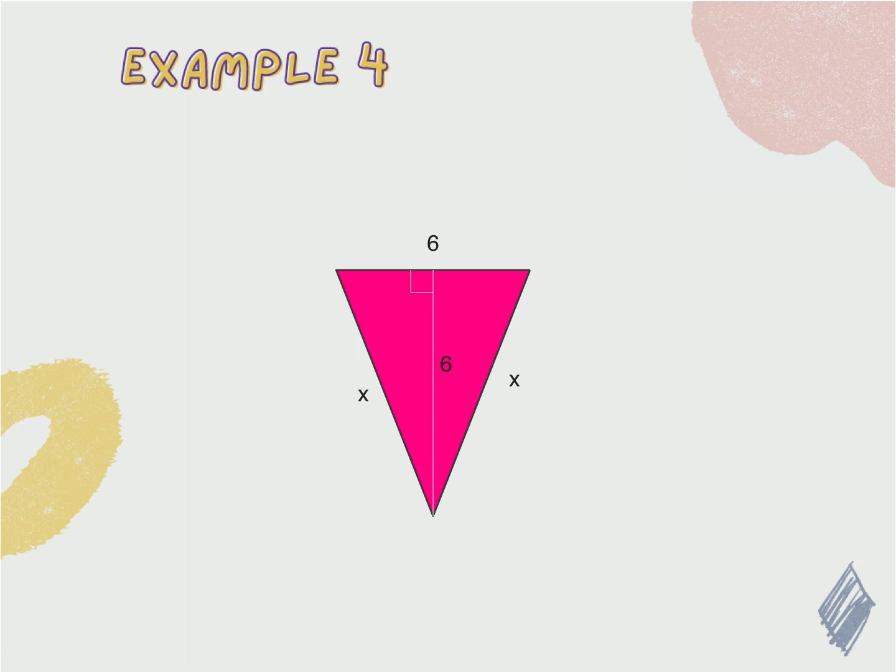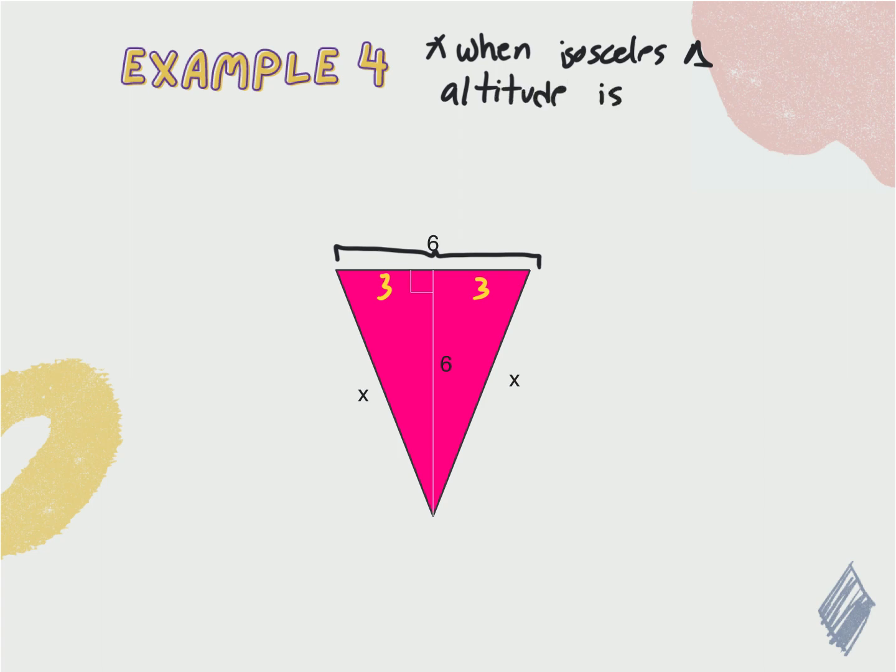Now example 4. They want us to find x. Keep in mind this 6 belongs to all of it, so we can separate it into 3 and 3. When a triangle is isosceles, remember that the altitude is the perpendicular bisector and the median. So I'll write that in so you guys have it: in an isosceles triangle, the altitude is the perpendicular bisector of its base.